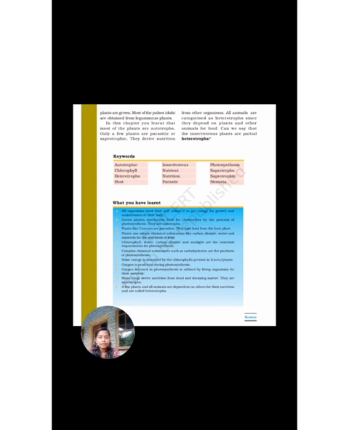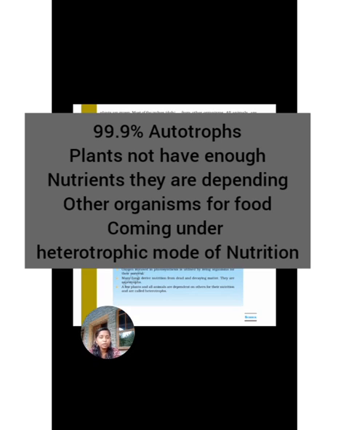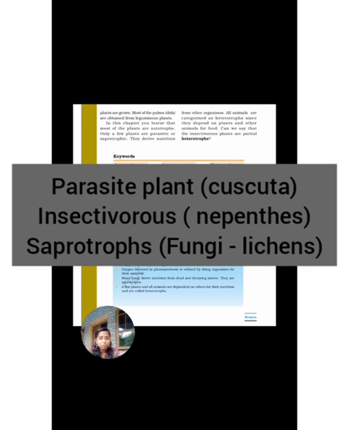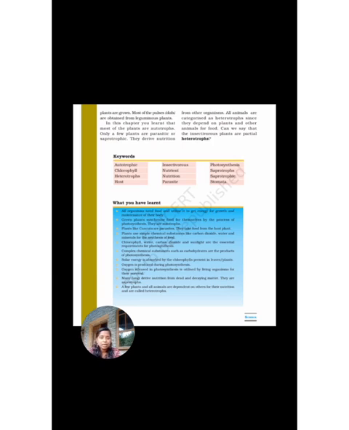At the end of this lesson, we learned that plants have two types of mode of nutrition. Most plants have the autotrophic mode of nutrition, and very few plants come under the heterotrophic mode of nutrition, which are called heterotrophs. Under this heterotrophic mode of nutrition come plants such as parasitic, saprotrophs, insectivorous, and lichens. These four types of modes of nutrition come under heterotrophs.